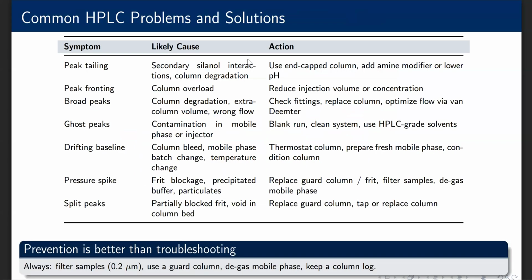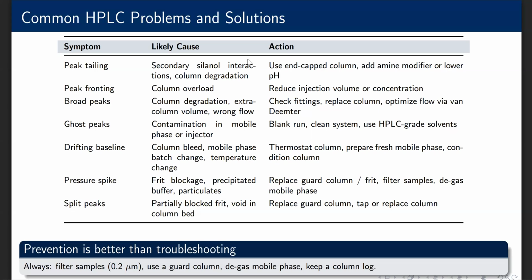Let's look at troubleshooting some HPLC. In this table are some of the most practically useful slides in the series. I recommend saving it for reference. Peak tailing is the most common issue, especially with basic analytes on silica-based columns. It arises from secondary interactions with residual silanol groups. Solutions include end-capped columns, lower pH, or a competing amine additive.